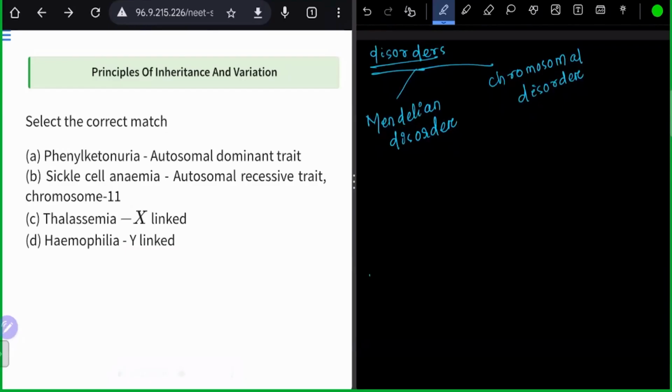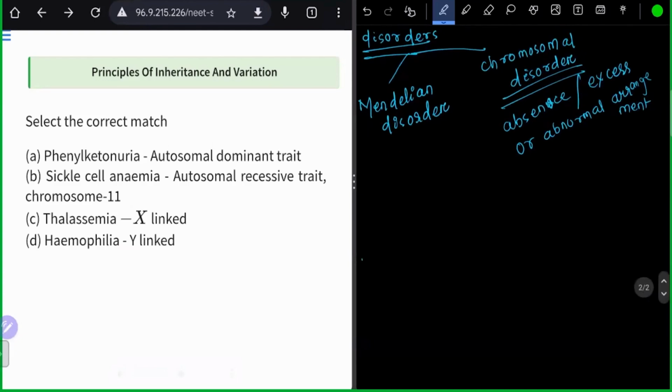First is chromosomal disorder. What does chromosomal disorder mean? Like in the crossing process in meiosis, it is a defect in chromosome arrangement. That means chromosomal disorder is due to absence or excess or abnormal arrangement of chromosomes.